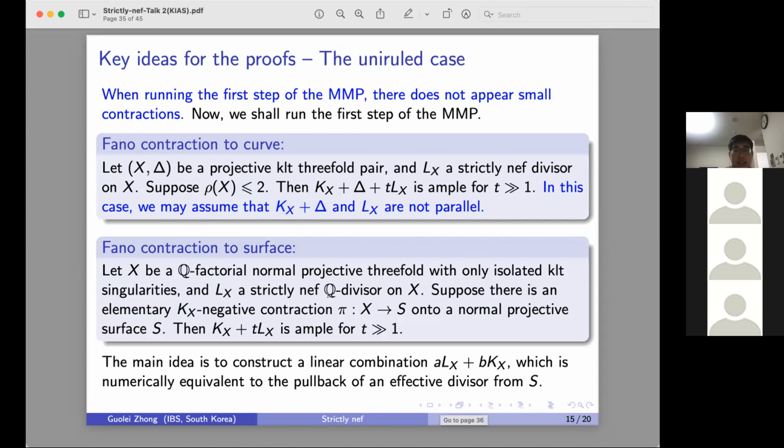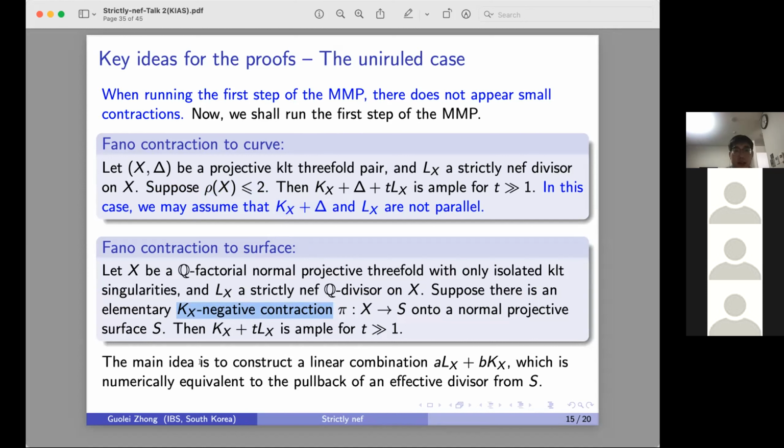And the second thing is the final contraction to surface. So the surface case is still not very hard to deal with. In this case, we can still show K_X + tL_X is ample for sufficiently large t, if there is an elementary K-negative contraction to a projective surface S.